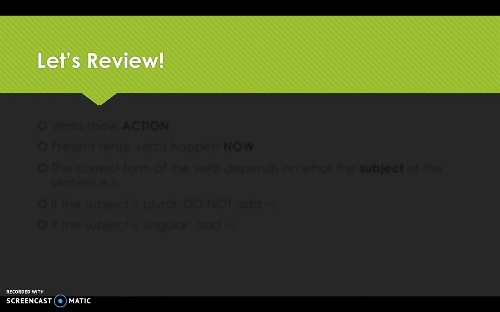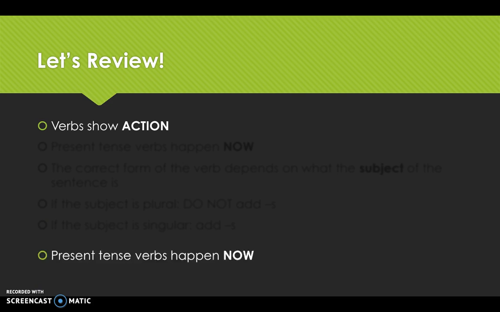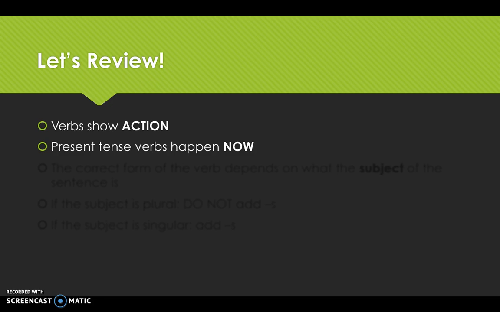Let's review. Remember, verbs show action. They're the things in the sentence that are doing something. Present tense verbs happen now. Remember we talked about past, present, and future. Right now we're just talking about present tense verbs.